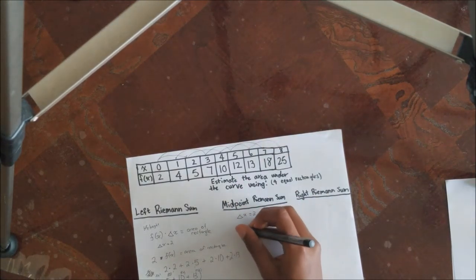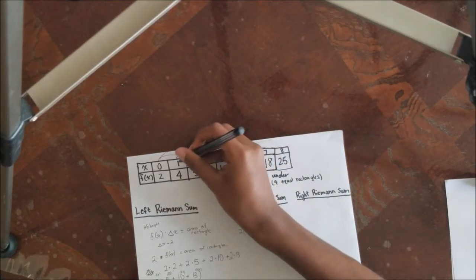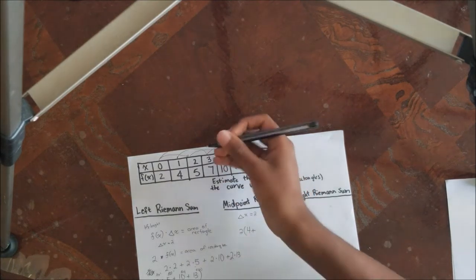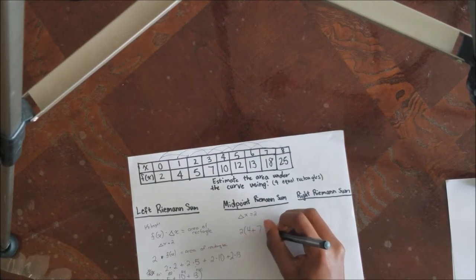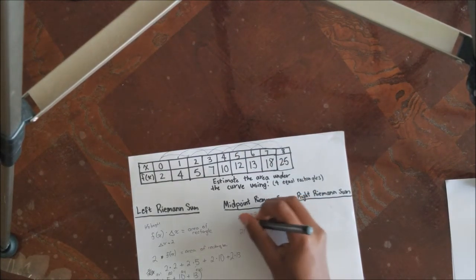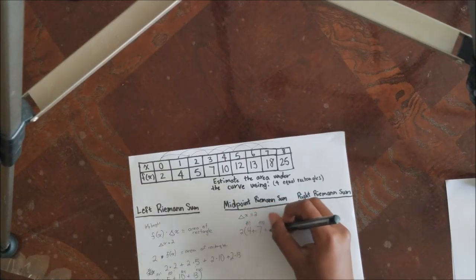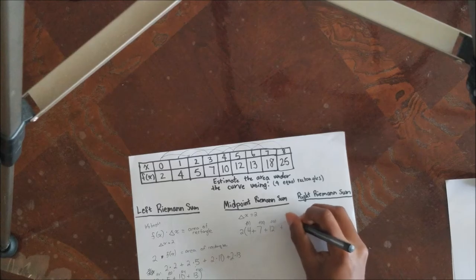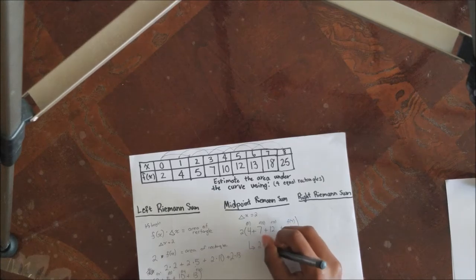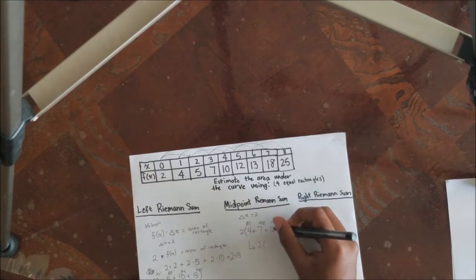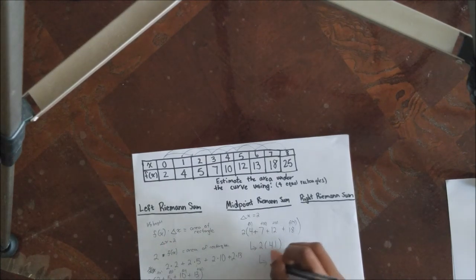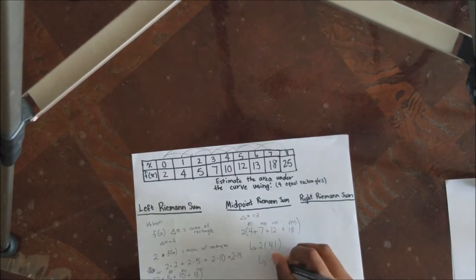Right? So this time, it would be 2 times f of 1, the middle of the rectangle, 4, plus f of 3, the middle of the next rectangle, 7, plus f of 5, 12. These are all the middle values of our rectangles. And then we have f of 7, which is 18. Let's work out this math. 2 times 4 plus 7, 11, 11 plus 12 is 23, 23 plus 18 is 41. That means with a midpoint Riemann sum, we get the area under the curve as 82.